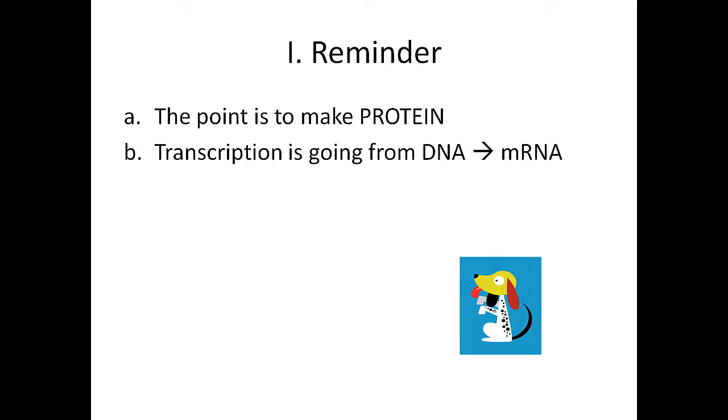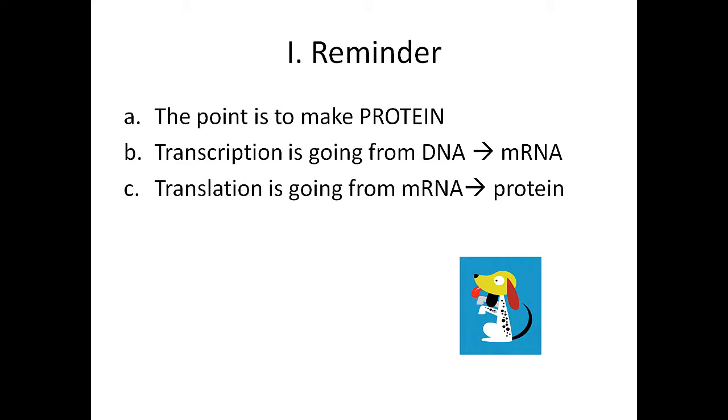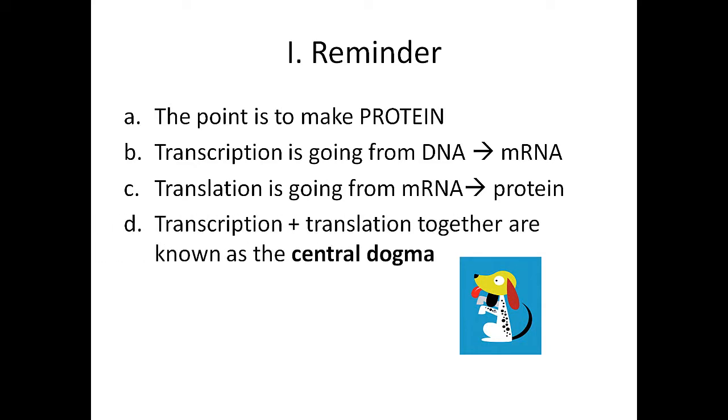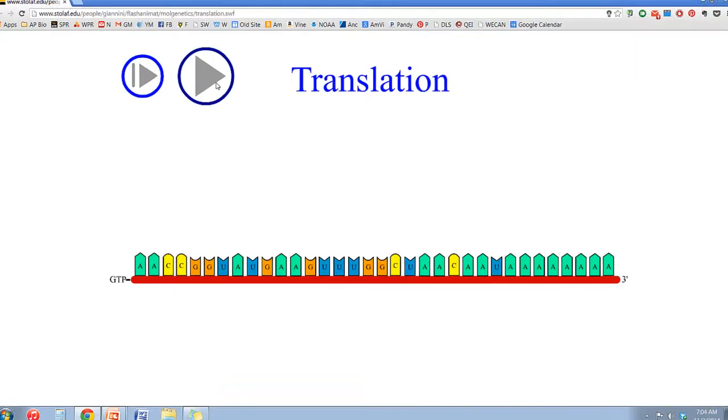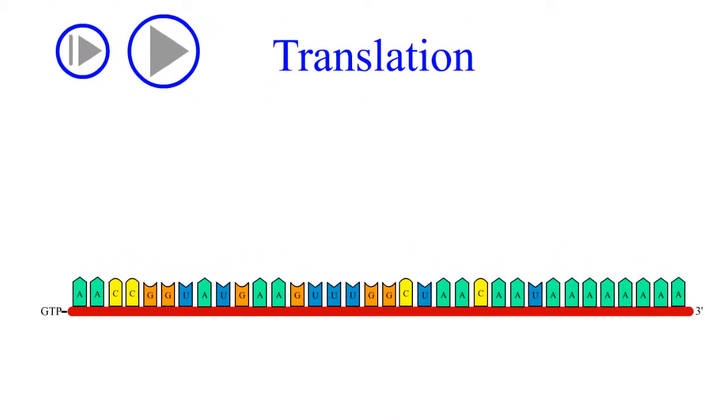Transcription, what we talked about in the last LO, is going from DNA to mRNA. Now we're going to translate it, go from mRNA into protein. Together, transcription and translation make up what is called the central dogma. Now let's look at what happens for translation.